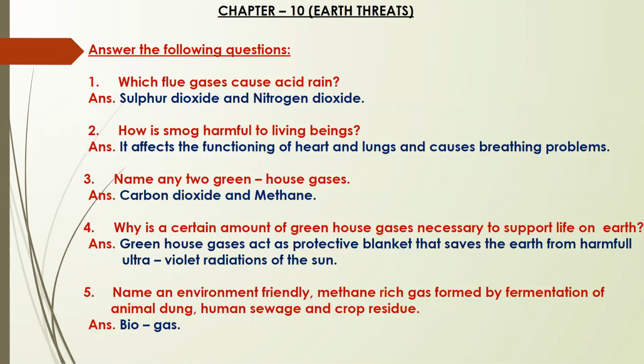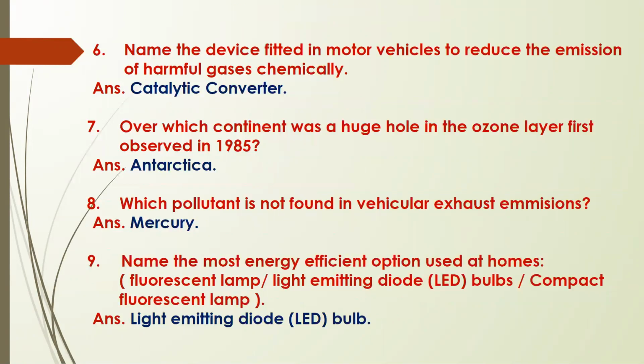Next, name an environment-friendly methane-rich gas formed by fermentation of animal dung, human sewage, and crop residue. The answer is biogas. Sixth question, name the device fitted in motor vehicles to reduce the emission of harmful gases chemically. The answer is catalytic converter. Next, over which continent was a huge hole in the ozone layer first observed in 1985? The answer is Antarctica.